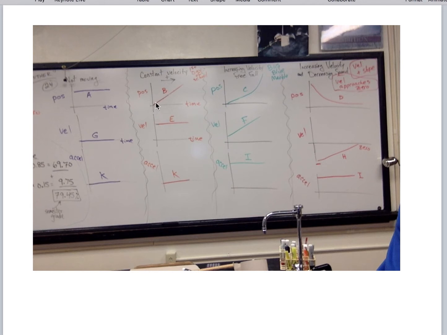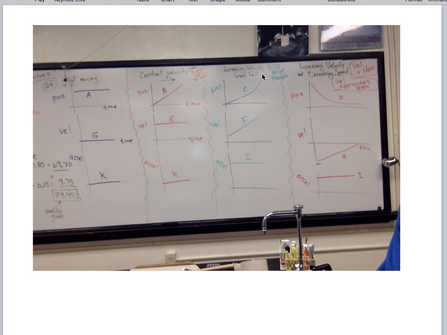Now, constant velocity, this would be a positive slope that's constant. Positive velocity that stays constant. This slope is zero, so my acceleration is zero. You can move with zero acceleration. Free fall, think of the big blue marble.